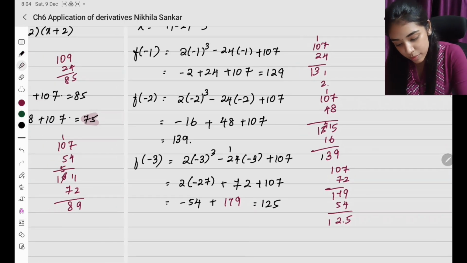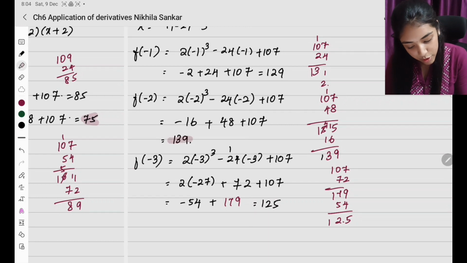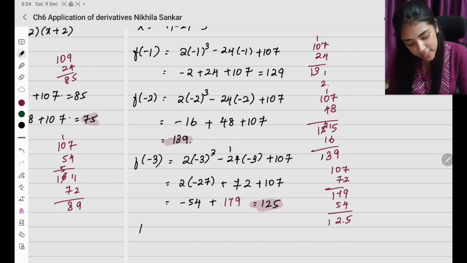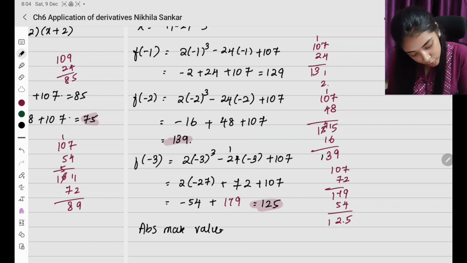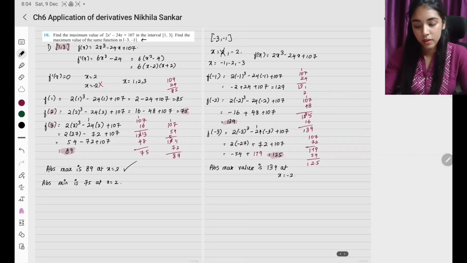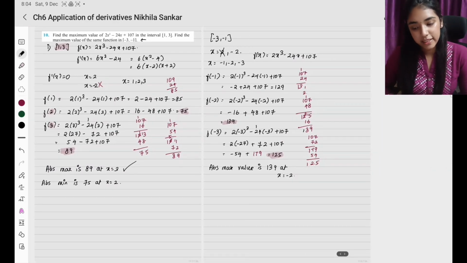Now the maximum value is going to be 139 and the minimum value is going to be 125. Okay? They are only asking for the maximum. So the absolute maximum value is 139 at x equals minus 2. Okay? Please copy. Easy. Please be very careful while solving it.